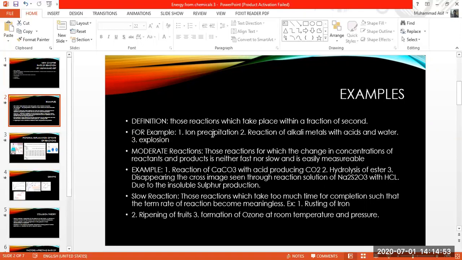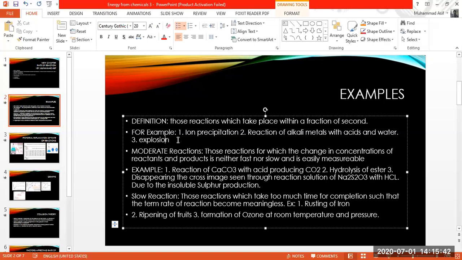For example, ionic precipitation. If we perform a reaction and precipitation takes place, then in just a fraction of a second, precipitate will form by mixing the two solutions. Similarly, the reaction of alkali metals with acids and water. Whenever we take reactive metals like sodium, potassium, rubidium, cesium, and put them into water or acid, an explosive, abrupt reaction takes place. These are called very fast reactions.